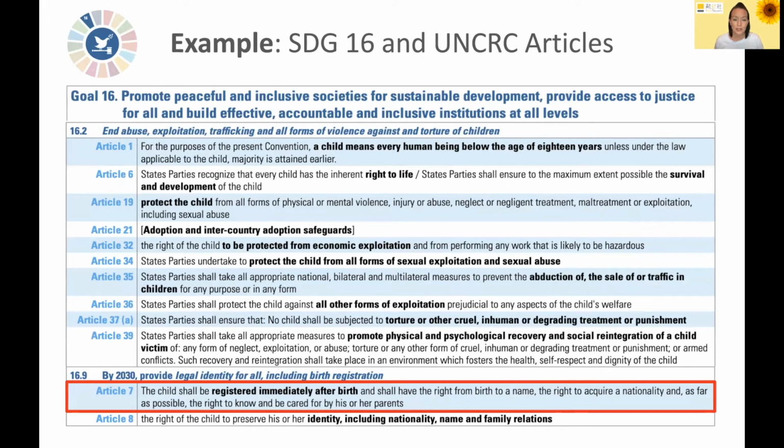For example, Sustainable Development Goal 16.9, which relates to providing legal identity for all, including birth registration, to UNCRC Article 7, stating a child should be registered immediately after birth and have the right from birth to a name, nationality, and, as far as possible, to know and to be cared for by his or her parents.